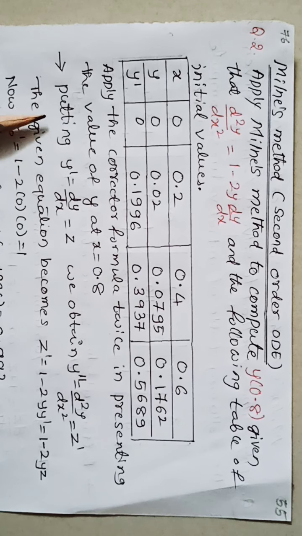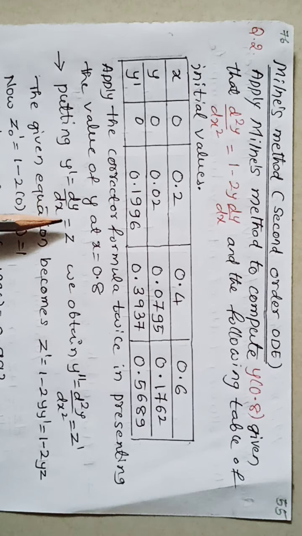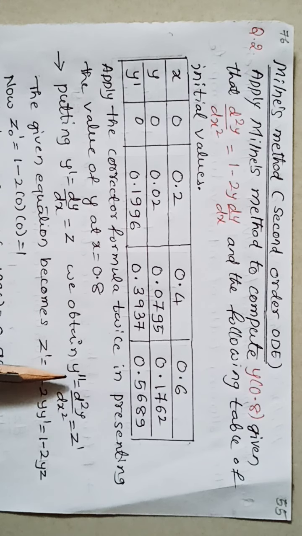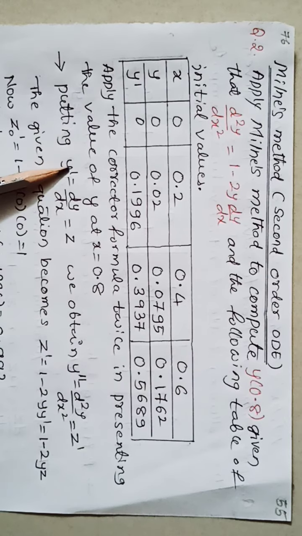In this problem, first we have to put y dash is equal to dy by dx is equal to z. We obtain y double dash, differentiating this term, y double dash is equal to d2y by dx square is equal to z dash. Y double dash is equal to z dash.